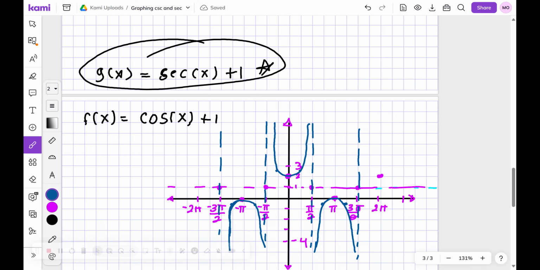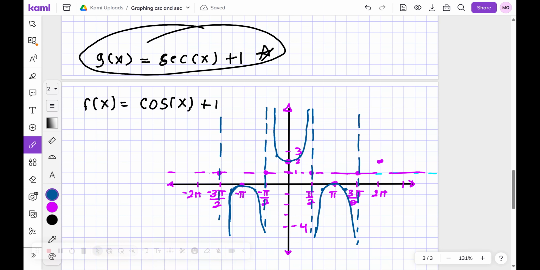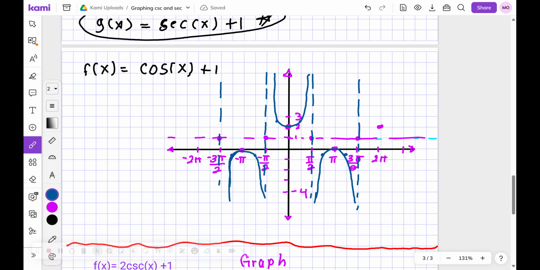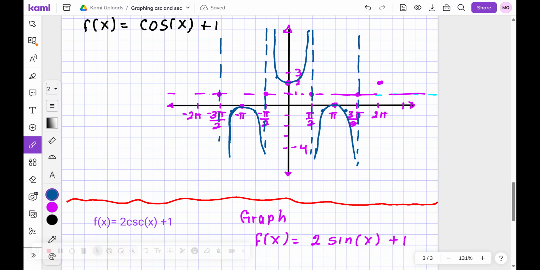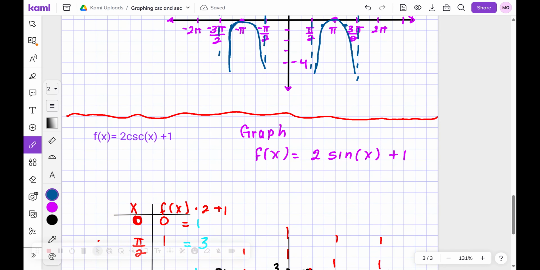But we do get secant from the graph of cosine. It's faster because we don't have to do the multiples of 45. We just do multiples of 90 for cosine and sine, and that's how we get the reciprocals. All right? So it's just showing you little tricks.